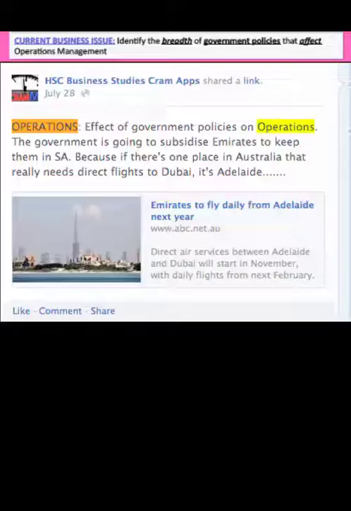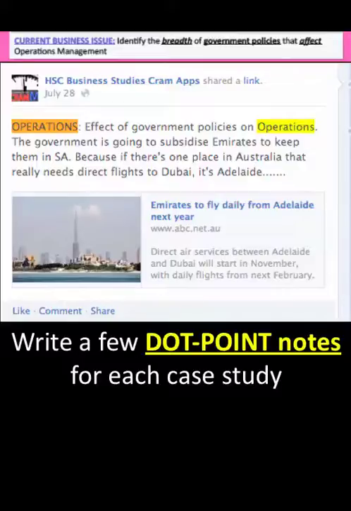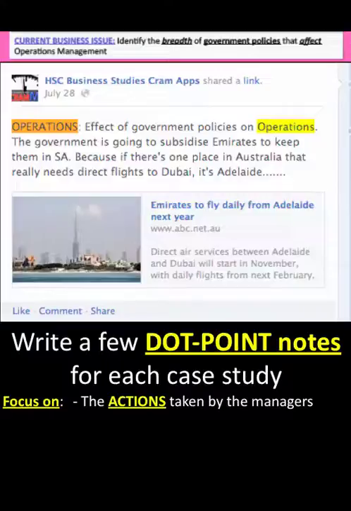Right? Now, what do you then write in your study notes? Well, write a couple of dot point notes, like 3 to 5 dot points for each of those case studies. So click on the link, read the story, and then go, okay, what do I focus on? Focus on, first of all, the actions taken by managers. What did managers do to deal with that issue? Because the syllabus is all based around that.